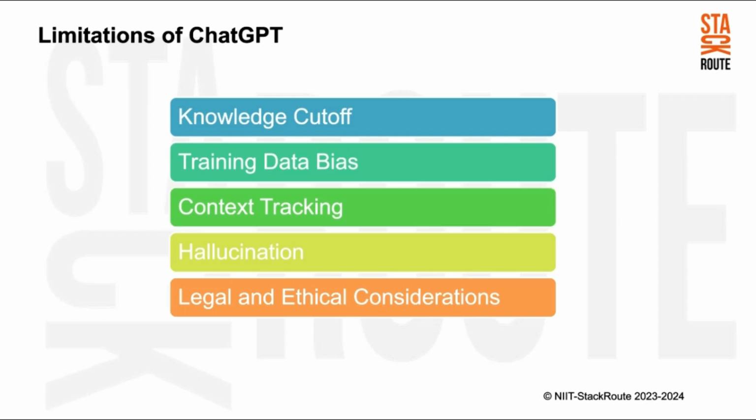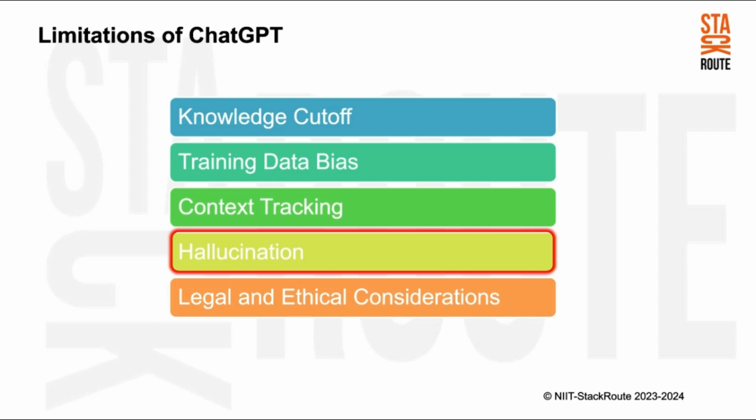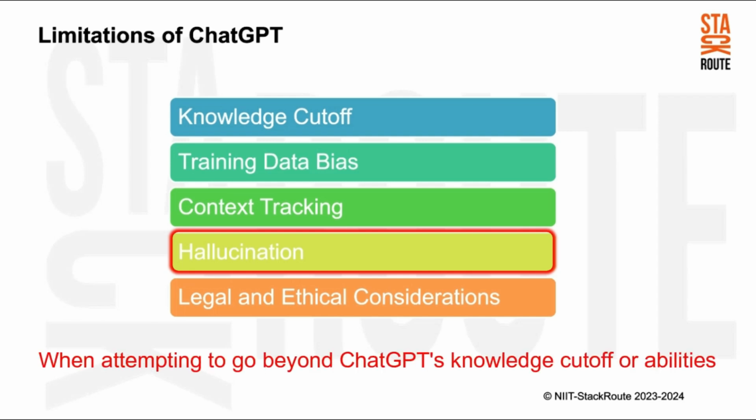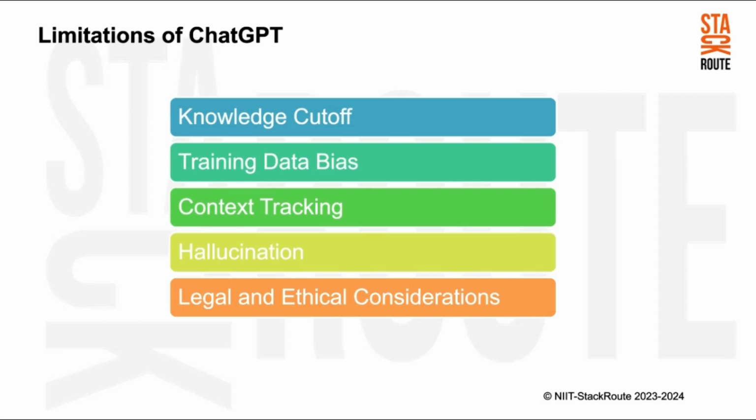Another common issue when interacting with ChatGPT is hallucination, which is when the model confidently tells us inaccurate information. This often occurs when attempting to go beyond ChatGPT's knowledge cutoff or abilities. So in this example, we asked ChatGPT to summarize the LinkedIn profile at a certain URL. Instead of telling us it is not able to open URLs, ChatGPT confidently provides a summary of entirely false information. You can try that on your own.